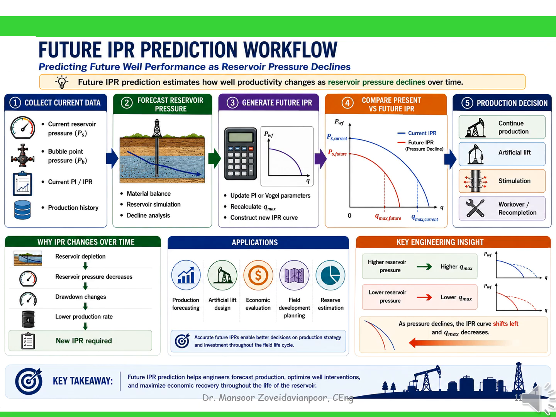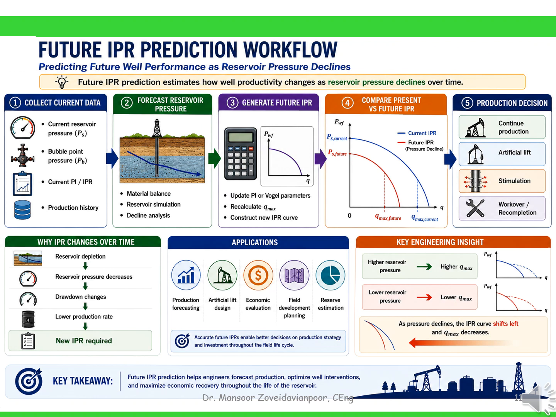Think of the IPR curve as a snapshot in time. It describes the well's inflow performance today. But 6 months, 2 years, or 5 years later, that curve may no longer be valid because the reservoir has changed. Let's consider an example.